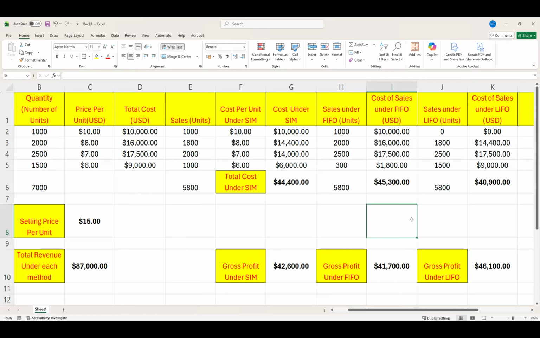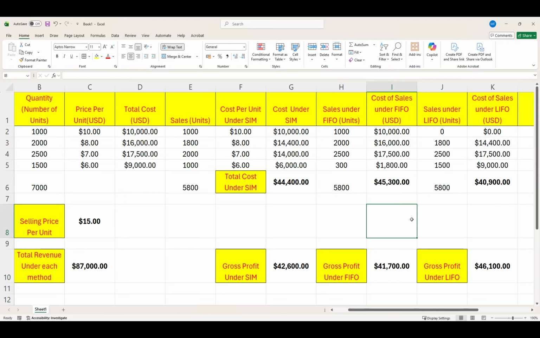In case of a deflationary environment, yes. So remember, it is not always LIFO, but in this question, where the environment is deflationary and prices are decreasing, LIFO gives you the best gross profit and FIFO gives you the least gross profit. The opposite will happen when prices are increasing.